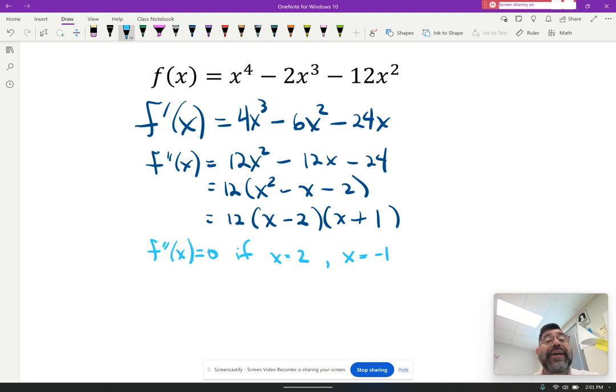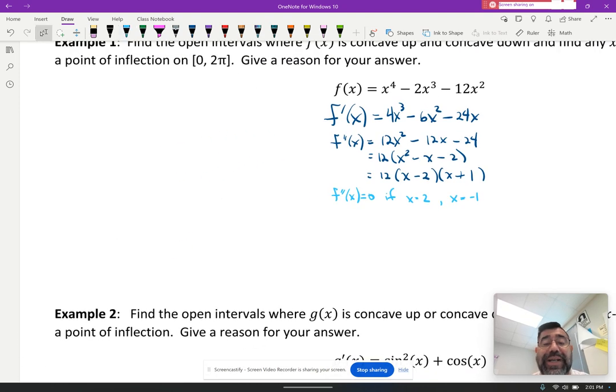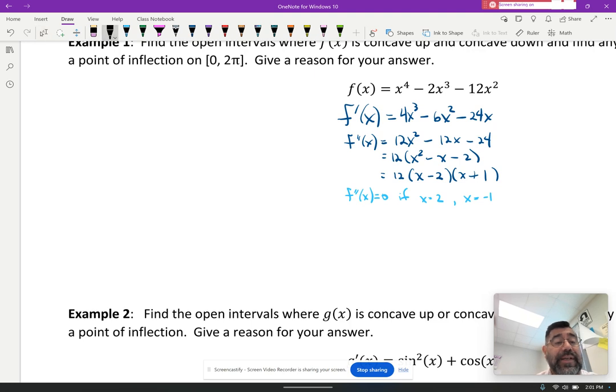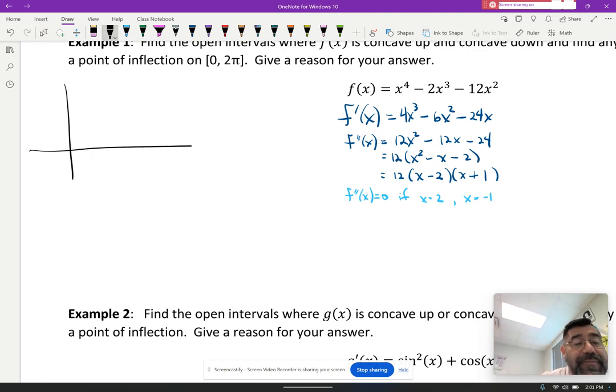Is the second derivative ever undefined? Well, this is a quadratic. Quadratics are always defined. They're defined for all real numbers. So these are the only 2 points that I'm going to use to partition, to break up my sign chart. So I'm going to come over here and build my sign chart.